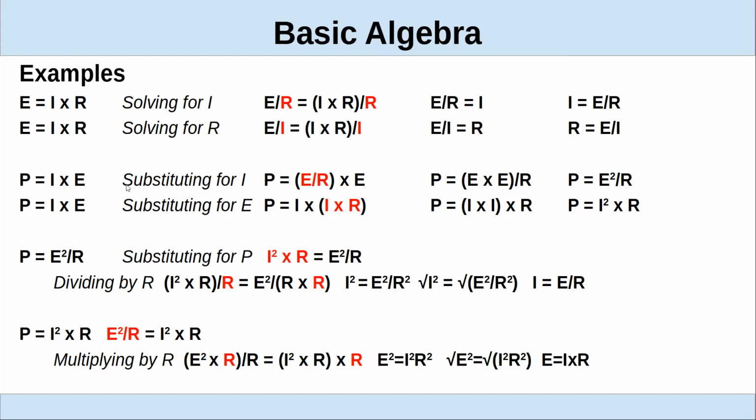Same thing with the power equation, where power is equal to current times voltage. And we do the same thing to solve it for I or solve it for E. And here, we're going to do a substitution. So we know that I is equal to E over R. So I'm going to substitute for I with E over R. And the E's multiply, so I get E squared over R.